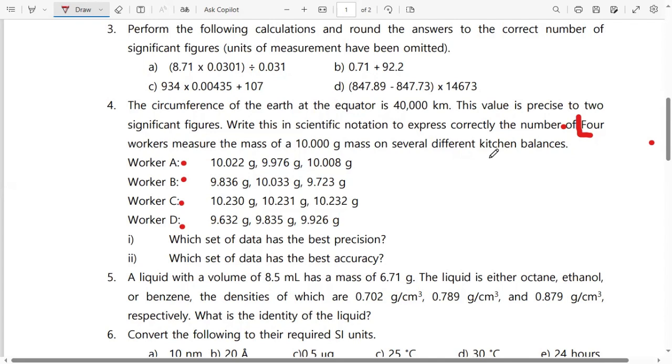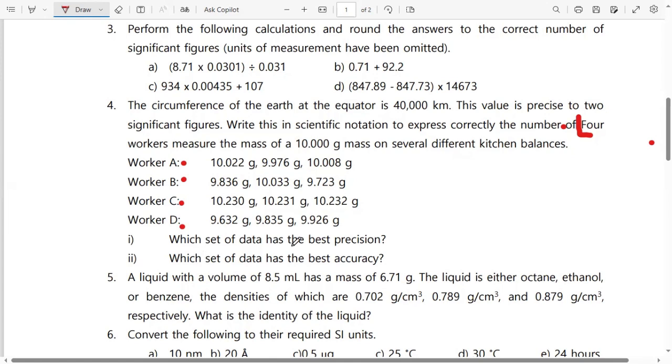Okay, so worker A measured that 10-gram mass 3 times, and you can see the masses that he found here. Worker B, he measured it 3 times. These are the masses. Worker C, he measured 3 times. These are the masses. Worker D, he also measured 3 times. These are the masses. Okay, and then the questions now come.